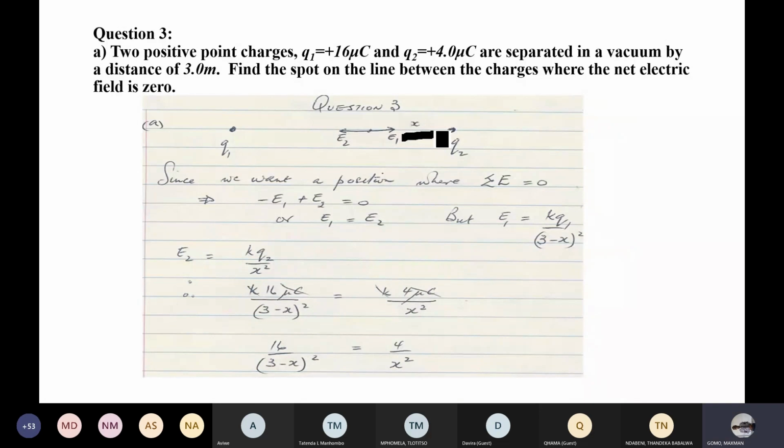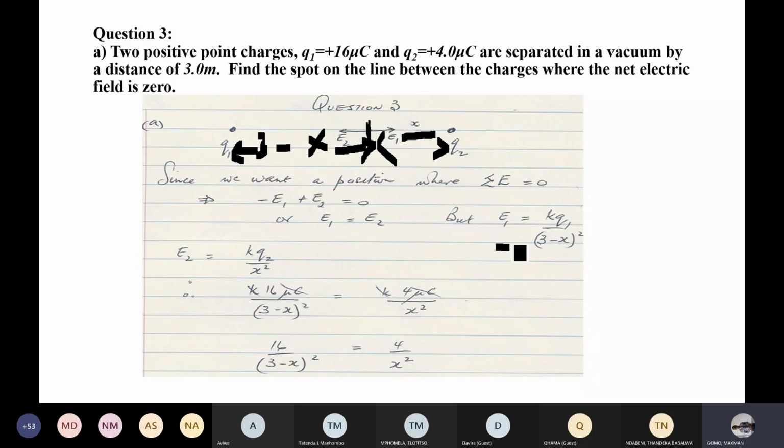And then you will know that from this point P, this is the point that was created, you have 3 minus X as the distance between the point P here and charge Q1. And then the remainder distance here is what is said to be X. So when you do that now, you need to calculate the value of E1 and the value of E2.